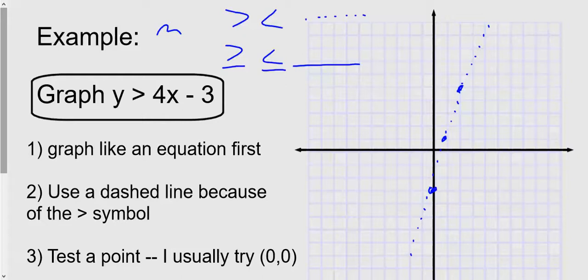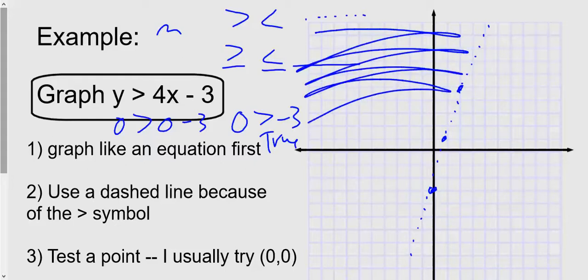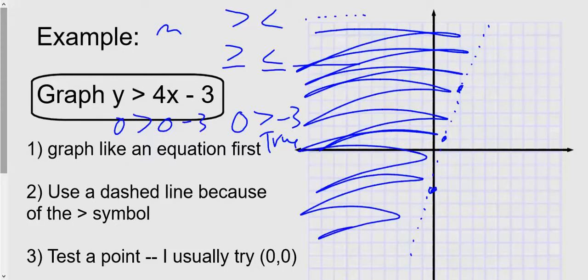Now, what we need to do is shade. There's an infinite number of points that will make this true, actually. So we're going to do a test point. If the line doesn't go through 0, 0, you can use 0, 0. So I plug in 0 is greater than 0 minus 3, and 0 is greater than negative 3. This is true. So since 0, 0 is true, you're going to shade the region where 0, 0 is located. It also says y is greater than, so that means you're shading above. Since it's greater than, you shade above the line.